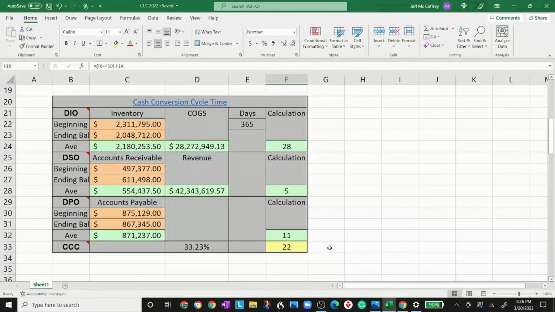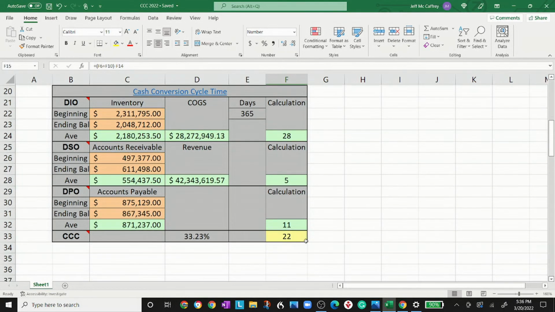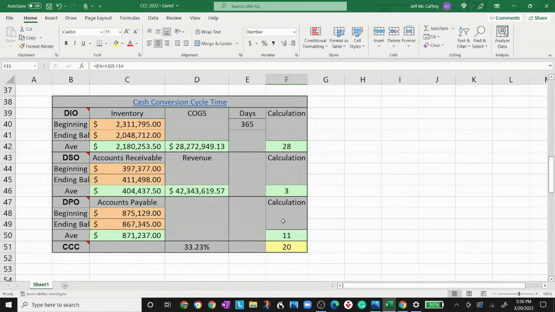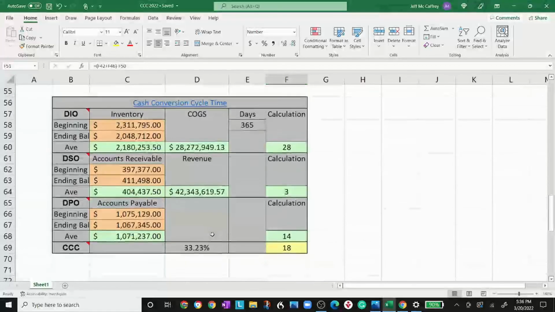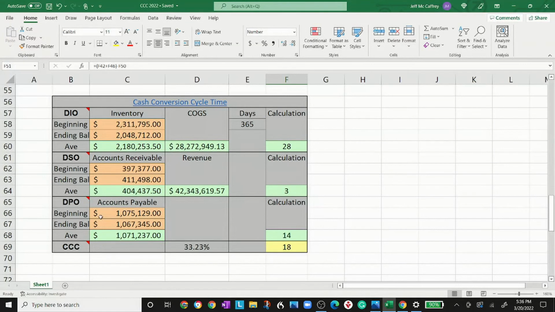What happens if you were to decrease inventory a little bit from the last and say knock $1 million off of it and turn it to 28 days? Well, then you'd have an overall cash cycle time of 22 days, all things being equal. Then decrease accounts receivable along with that to 3 days, and you have a 20 days cash conversion cycle. Then if you optimize across the board and take accounts payable up to $1 million from $800,000 roughly, then you have an 18-day cash conversion cycle.